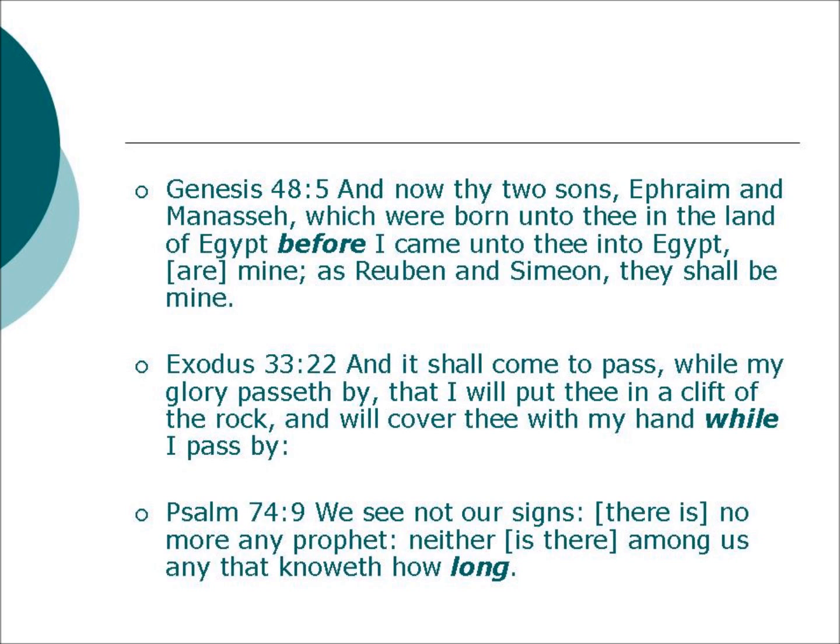Exodus 33:22. And it shall come to pass, while my glory passeth by, that I will put thee in the cleft of the rock, and I will cover thee with my hand while I pass by. During that time, up until the point that I'm already passed by. This is, of course, Moses hiding in the rock as the glory of Yahweh passes by.